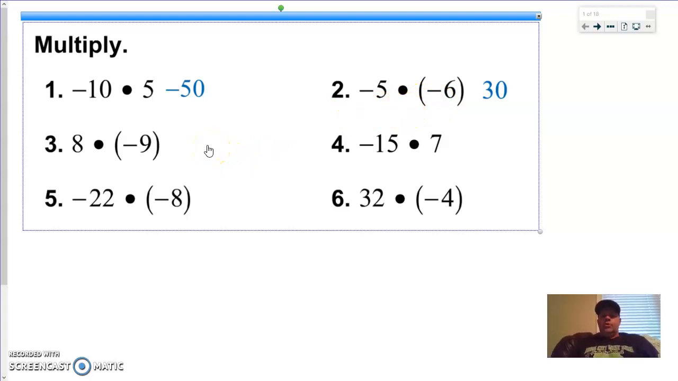The third one should be negative 72 because they are different signs. The fourth one should be negative 105, again due to different signs. Since these are the same signs, our answer will be positive. It is 176. And number 6 should be negative 128 because they are different signs.